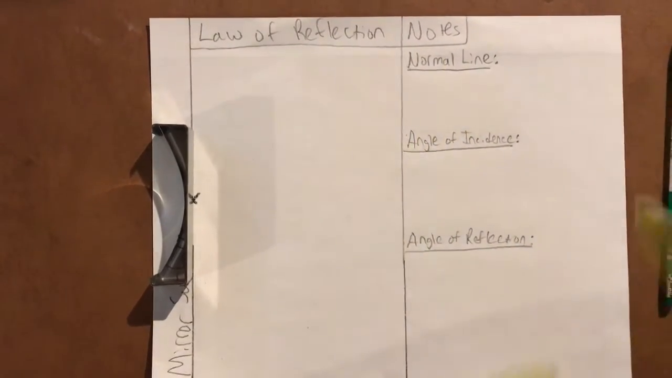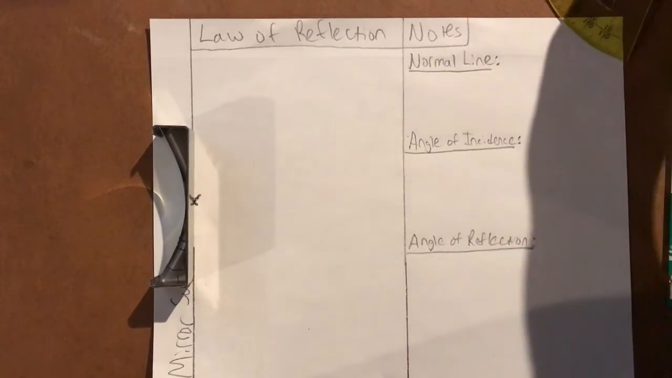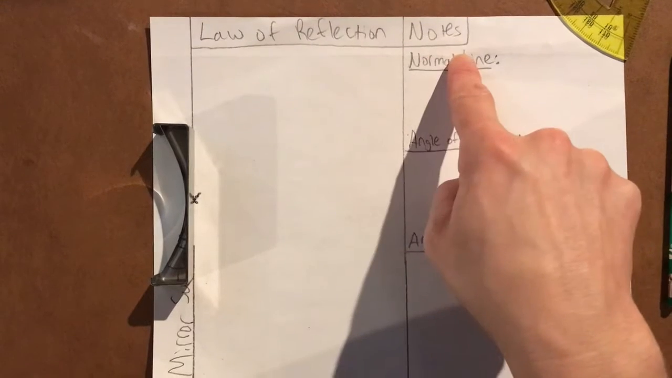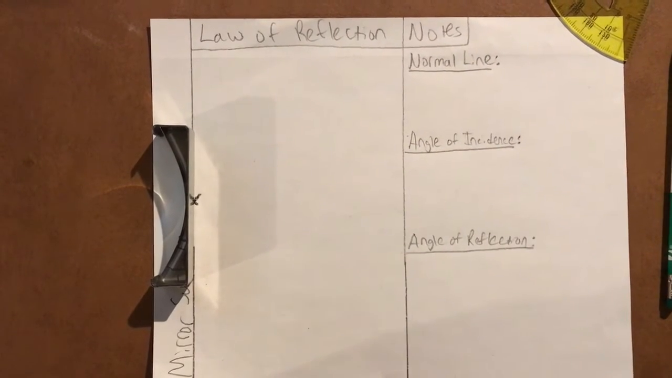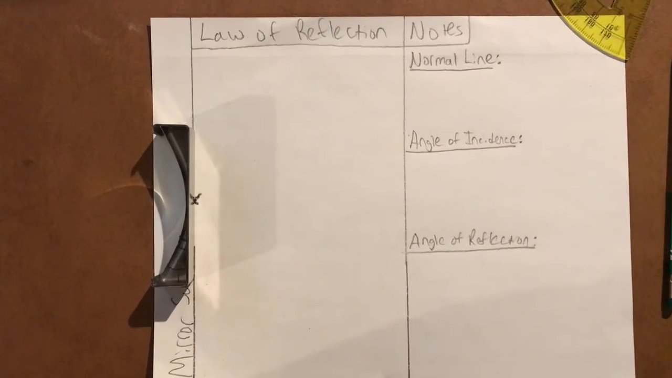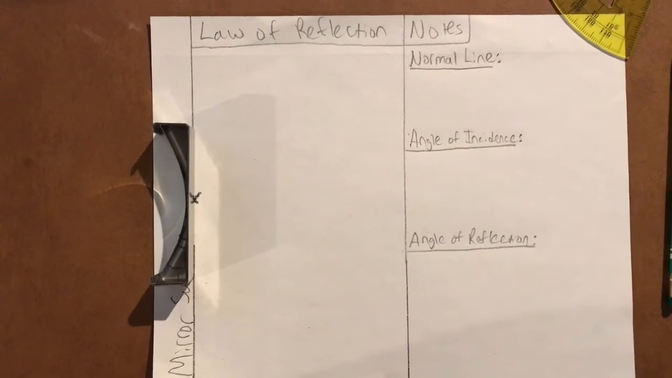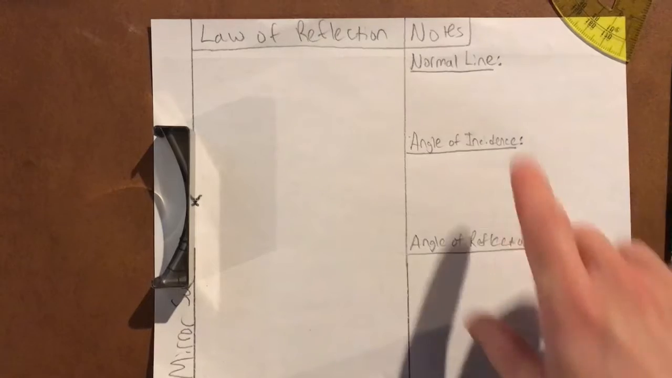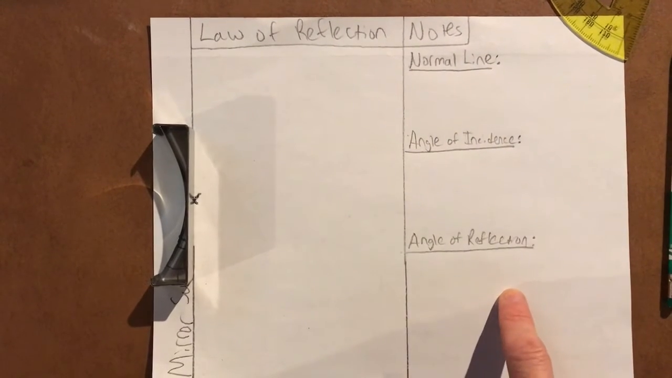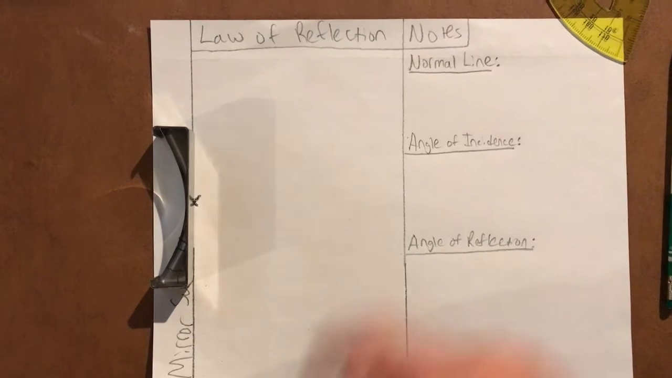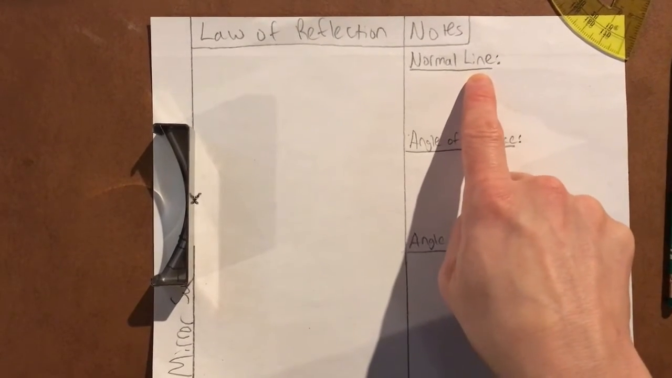All right, now that you've come back, we can start the video, okay? This is called the law of reflection notes, all right? We're going to learn a mathematical rule for how light reflects off of mirrors, okay? So we have to start on the right side. I wrote down the three definitions that we're going to fill in the blank for here. And we're going to start with something called the normal line, all right?